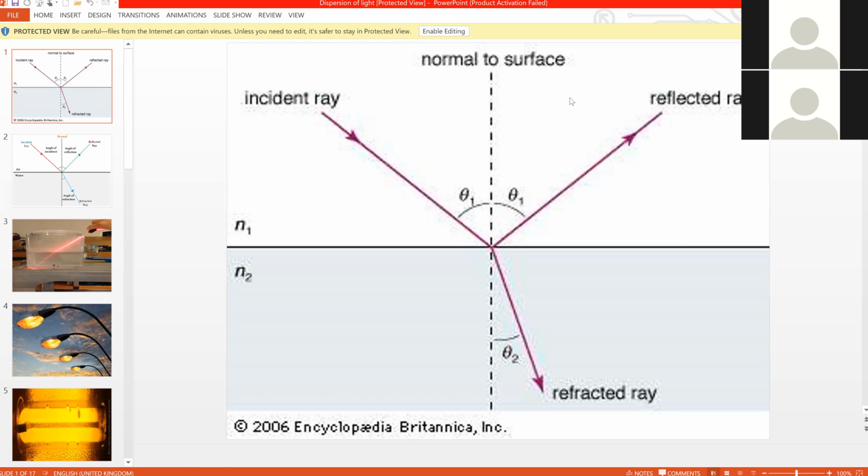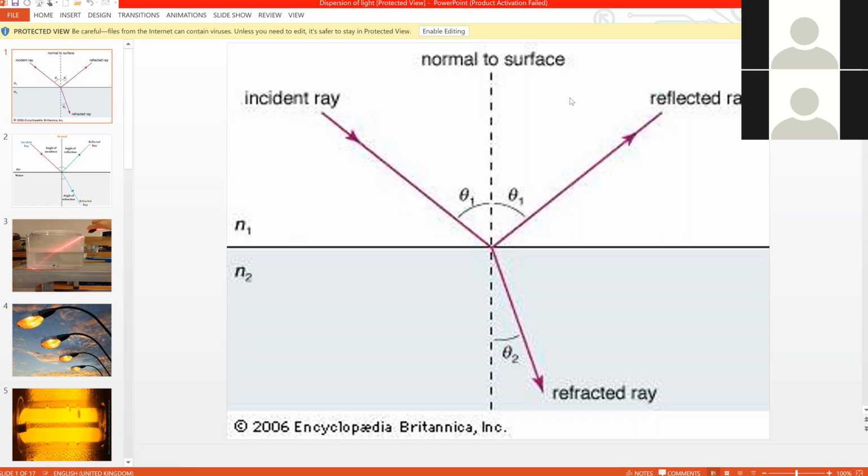It is when light travels from one substance to another, like for example air and water. The light will change direction and it will appear to be bending. That bending is called a refracted light ray. Okay, very good.